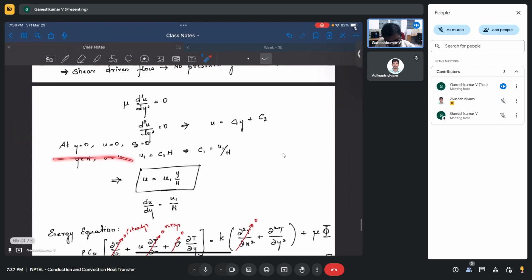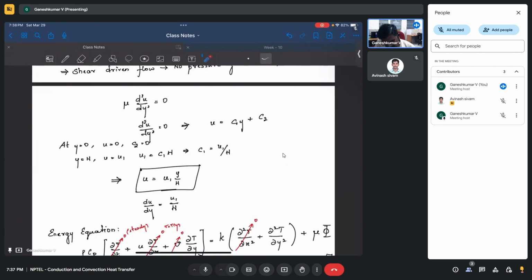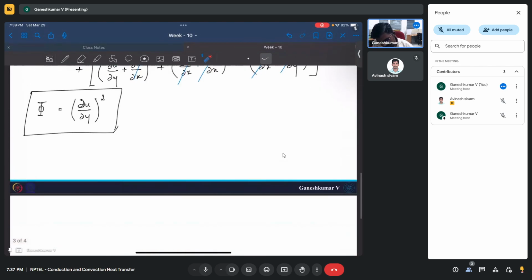Now you apply the boundary conditions. At y equal to 0, u is 0, which is the same case as this. And at y equal to h, u is u1, which is the same for us. So you will end up having u to be u1 y by h, right? I'm skipping these things, u1 y by h, because this is already discussed in the class.